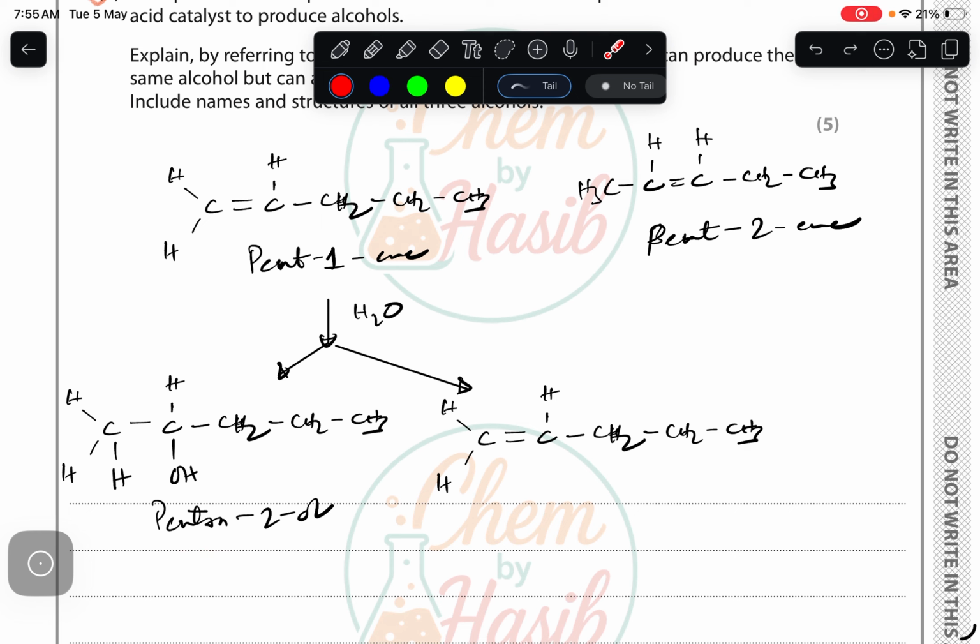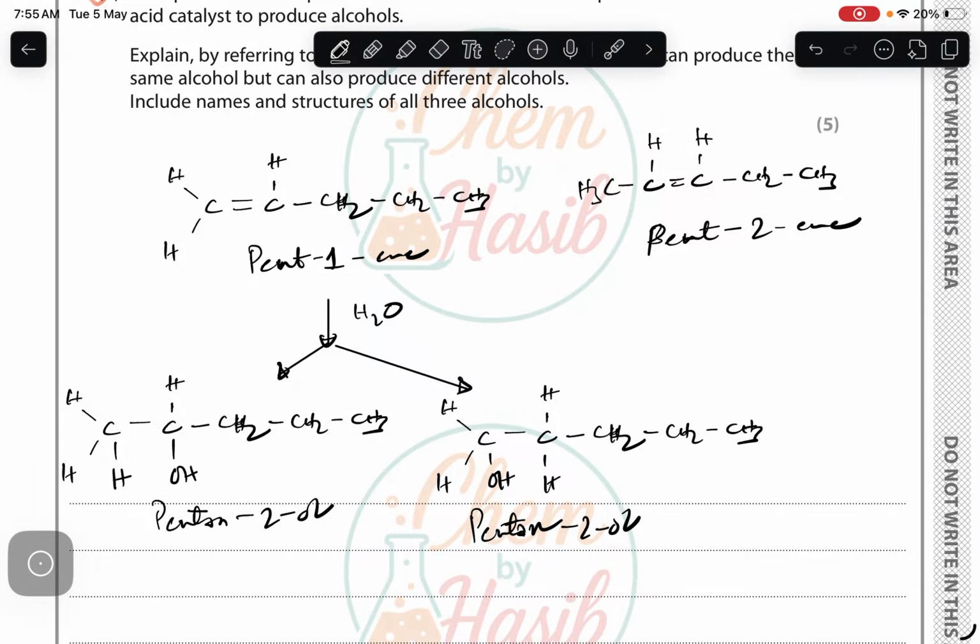And if it's the other way around, if the OH binds to the first carbon and H to the second carbon, this will be called pentan-1-ol, right?